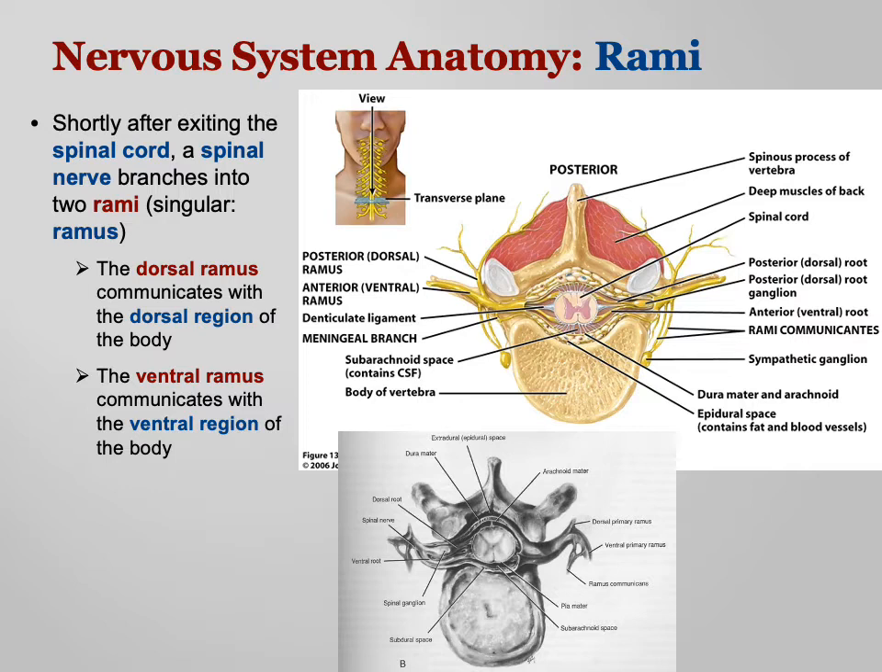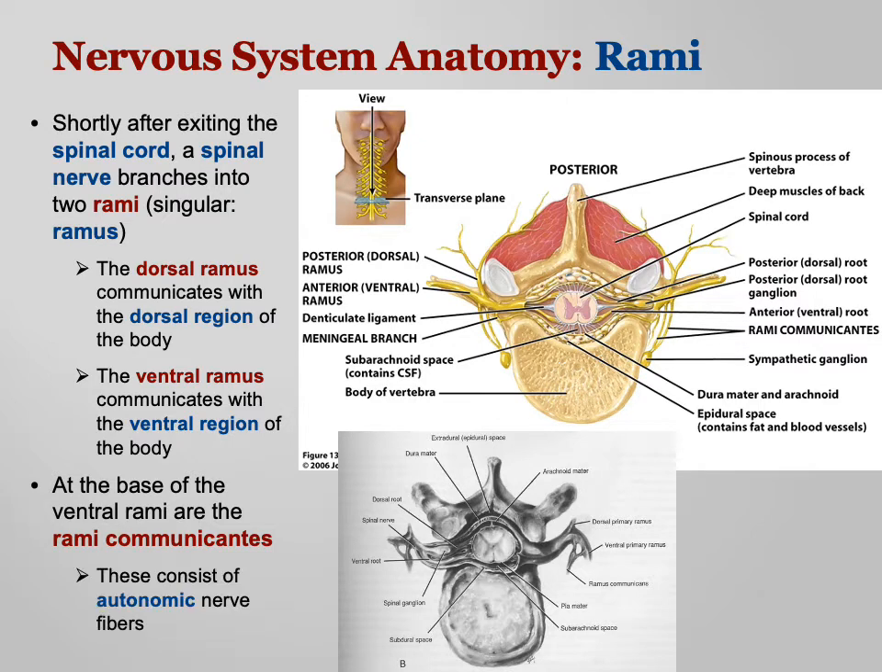And then notice there's another one here. You can see it on the right side of the diagram. It says rami communicantes. These are the communicating branches. Singular, by the way, is ramus communicans, plural rami communicantes. And what are they for? They're autonomic nerve fibers. The autonomic nervous system we're going to be talking a lot about in the fourth section of the class. It controls all of the unconscious things in your body: heart rate, breathing, digestion, release of hormones by glands. Stuff that you don't have direct conscious control over.